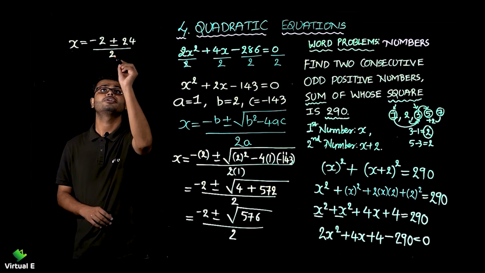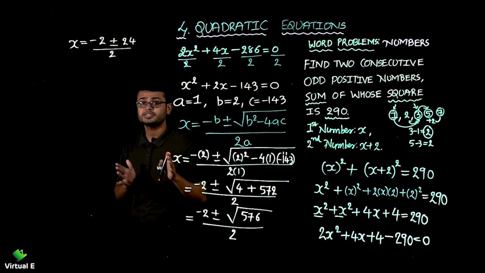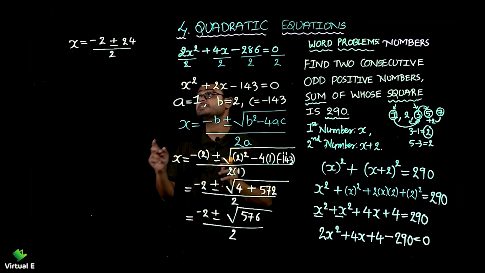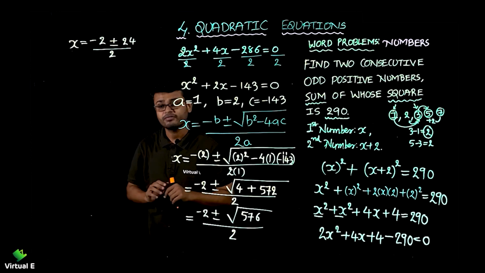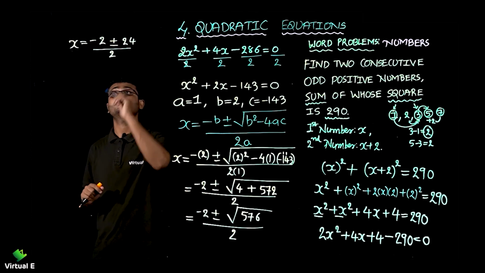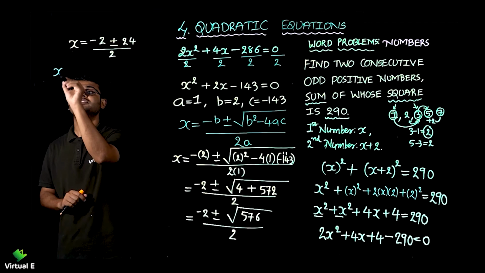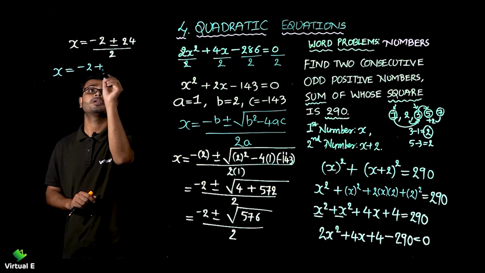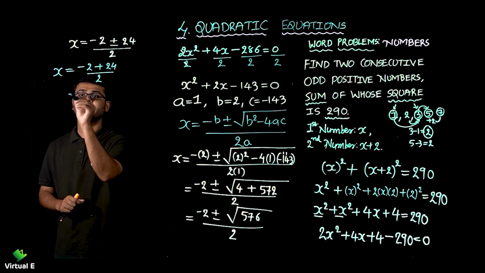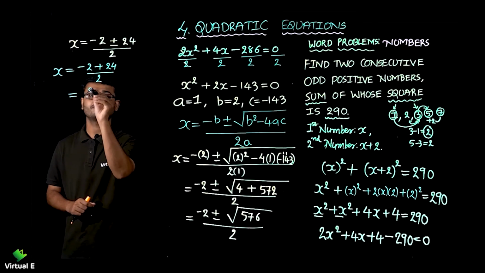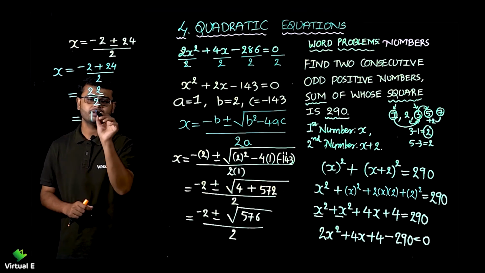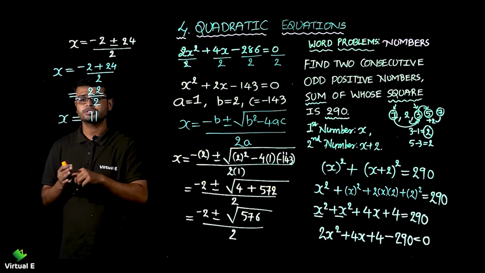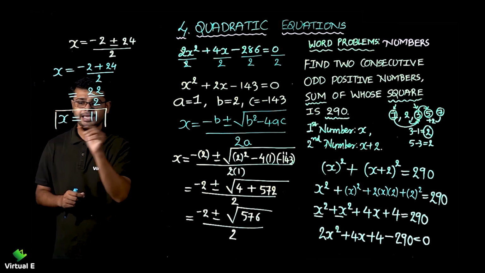And in denominator 2. Now you know what we are going to do? Yes, we are going to take two different cases. First with the positive 24 and second with the negative 24. So let's start with the positive. So x is equal to minus 2 plus 24 and denominator 2. That gives you 22 over 2. Do cancellation and that gives you 11. So what is my first solution? x is equal to 11.